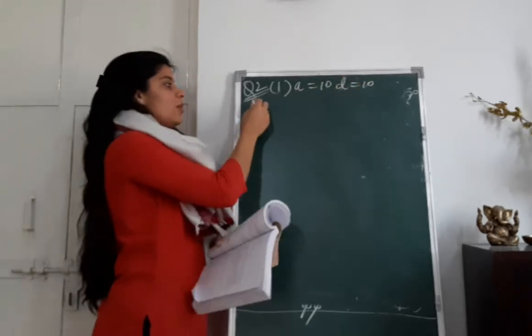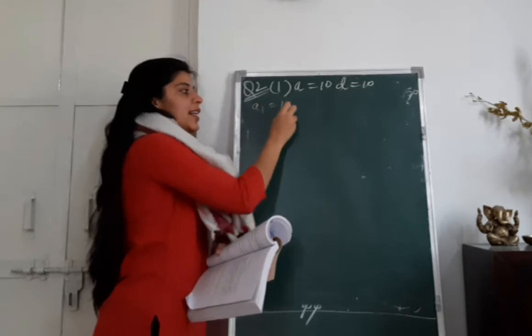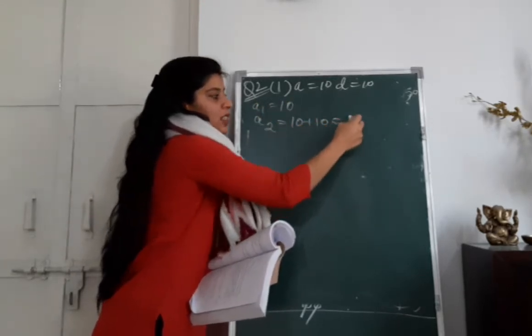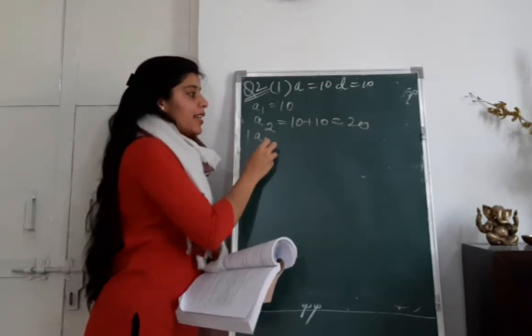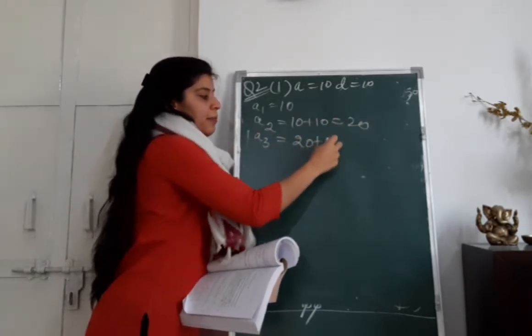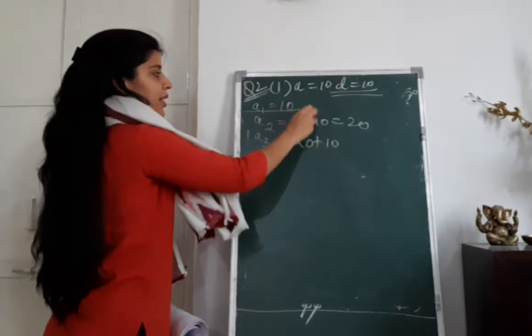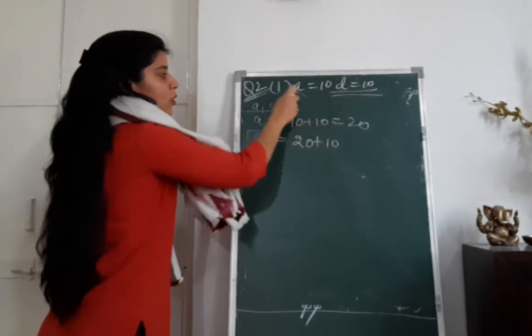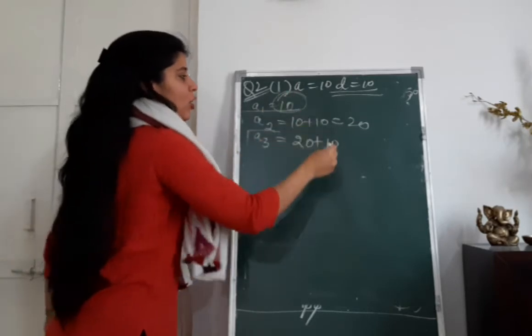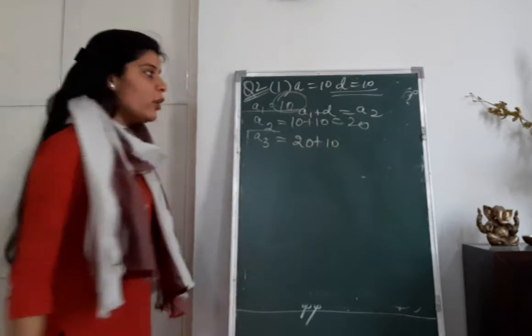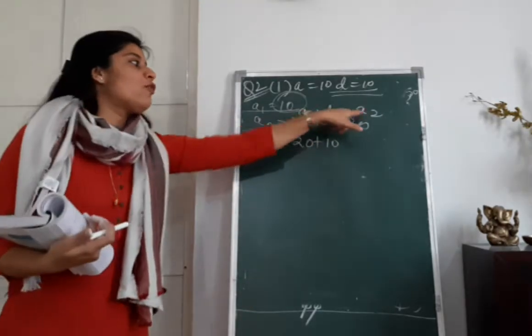So first term will be what? A1 is clearly 10. A2 will be what? 10 plus 10, which is equal to 20. A3 will be 20 plus 10 because we have to add D only, right? For A1, 10. For A2, on A1 we have added the common difference. So A1 plus D is equal to A2.